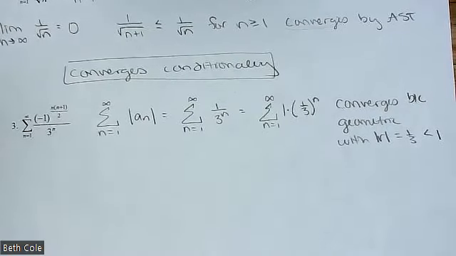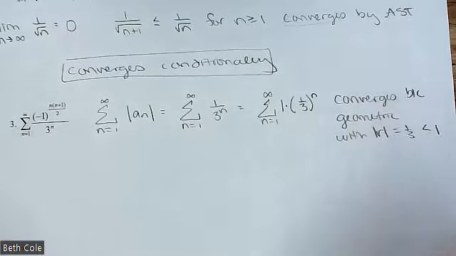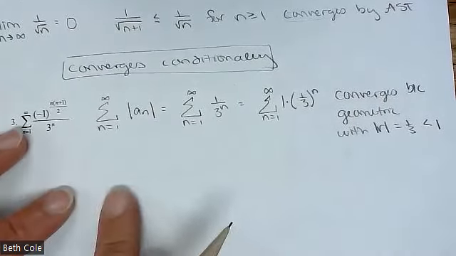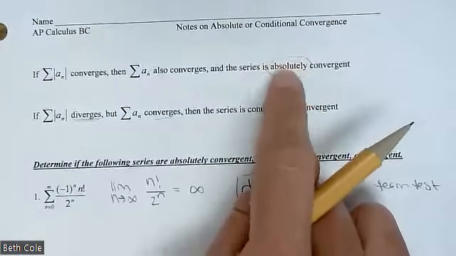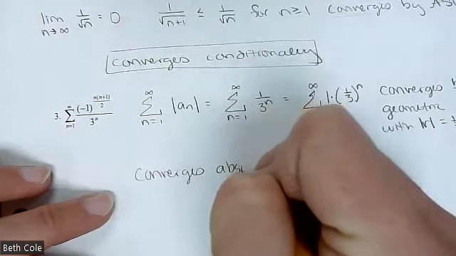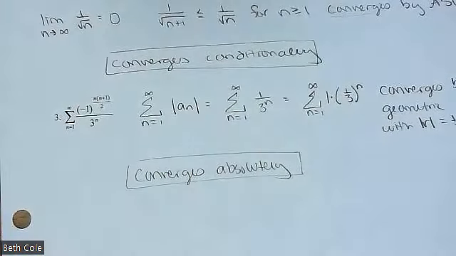So then let's stop and assess where we're at. We did the absolute value and we found that it converges. So we actually don't have to do any more work. What's our big conclusion? Converges absolutely. So again, always do the absolute value first because that'll save you some work.